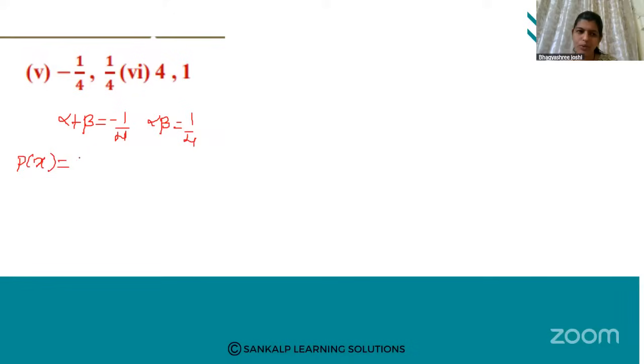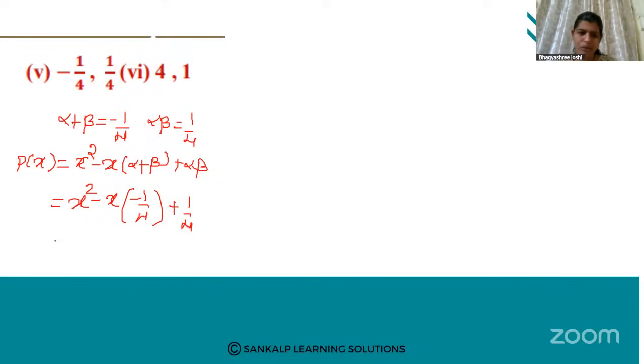P of x equal to x square minus x times alpha plus beta plus alpha into beta. When do we use this? When we know the value of alpha plus beta and alpha into beta. So x square minus x into alpha plus beta, where the value is minus 1 by 4, plus alpha into beta value is 1 by 4. X square minus into minus plus x into 1, that is x divided by 4 plus 1 divided by 4.